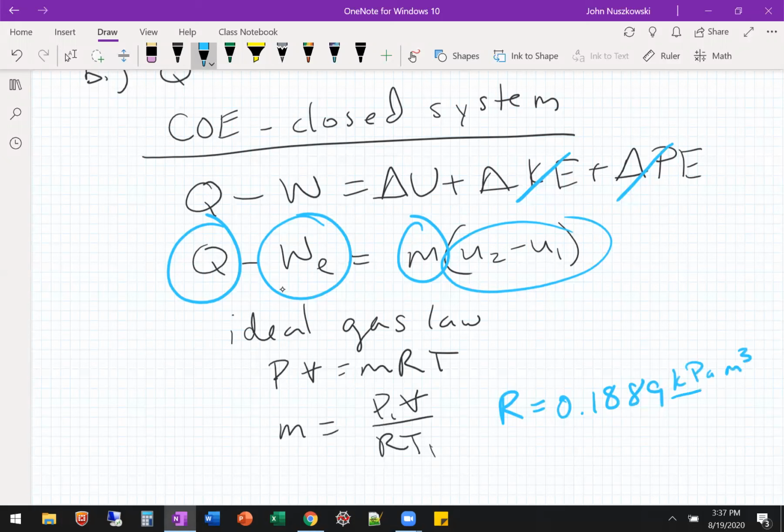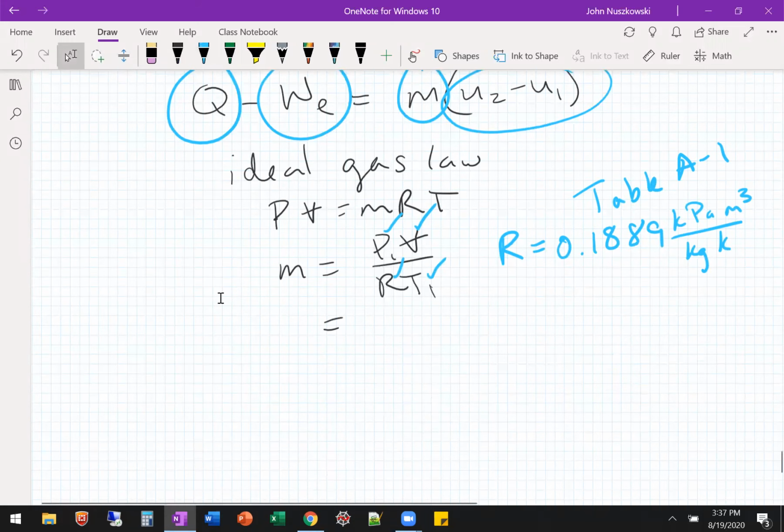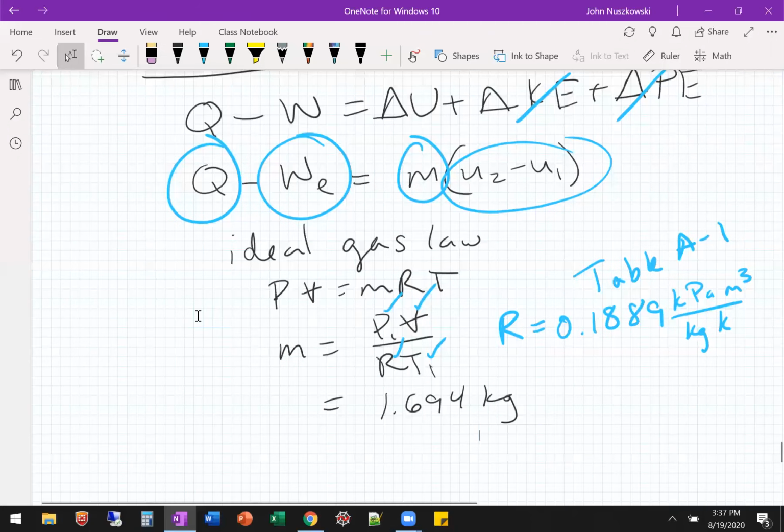This is Table A-1. Okay, so now we have P, T, V, and the gas constant. So we get our mass, which is 1.694 kilograms. All right, so mass is done.